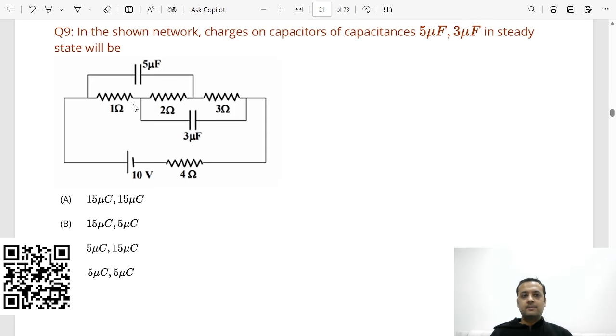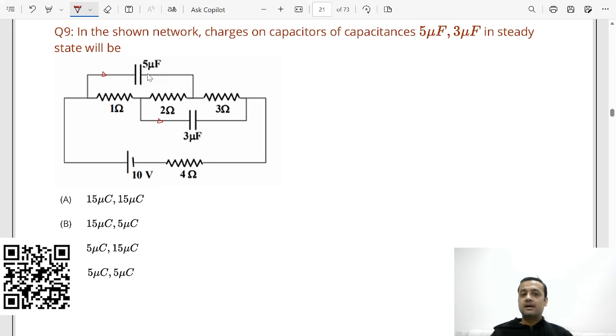In this question, basically we have to find the charges on the capacitors, 5 microfarad and 3 microfarad, in the steady state. Notice that in the steady state, the capacitors will be fully charged, both 5 as well as 3, which means the current in these two branches will be zero.